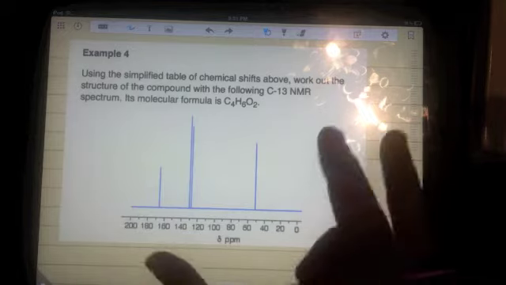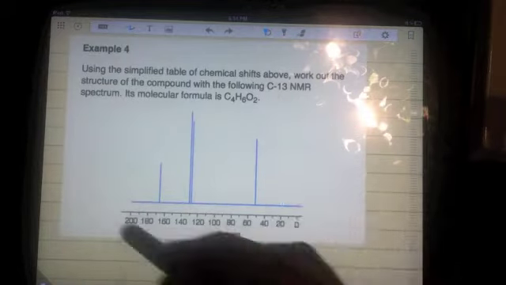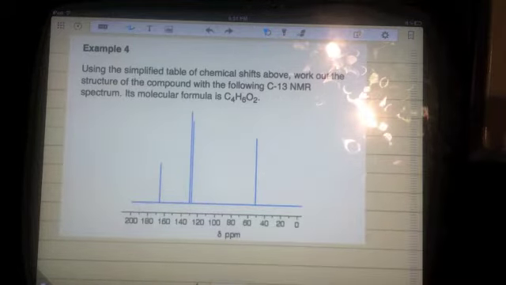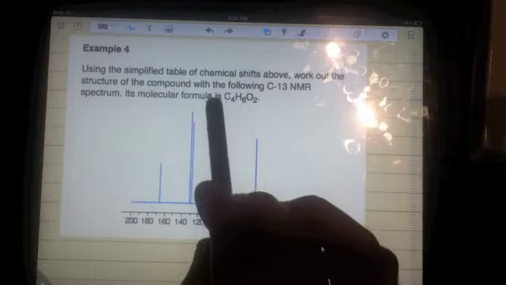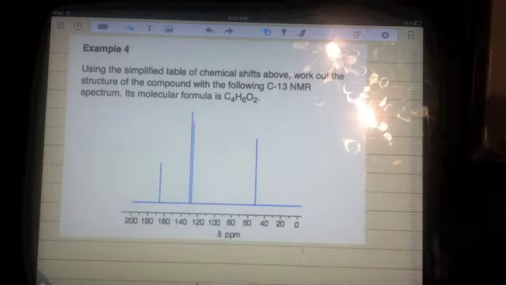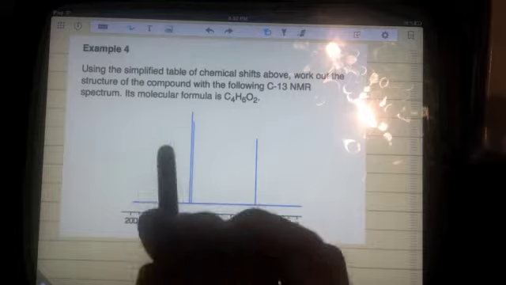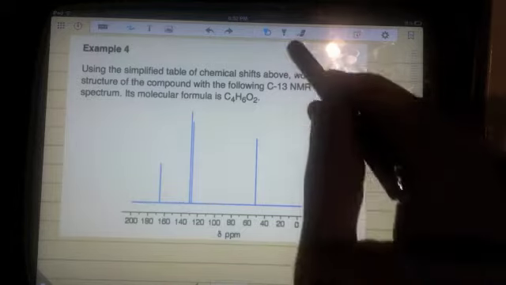Using the simplified table, try and work out what this spectrum is. Okay, so basically what we see is it's a carbon NMR with 4 carbons, and we've got 1, 2, 3, 4 peaks. So that means we have no symmetry, which is good. So each one of these carbon peaks is going to be a separate carbon environment. It's going to be one of these carbons. So let's have a look at what we got.